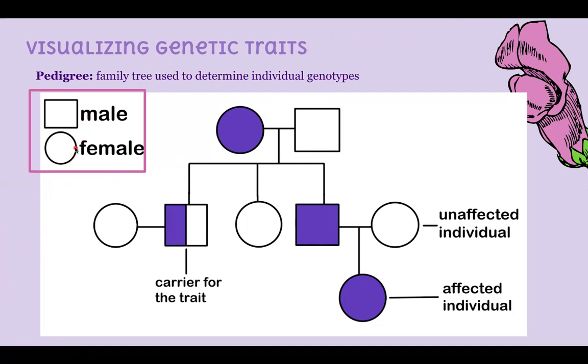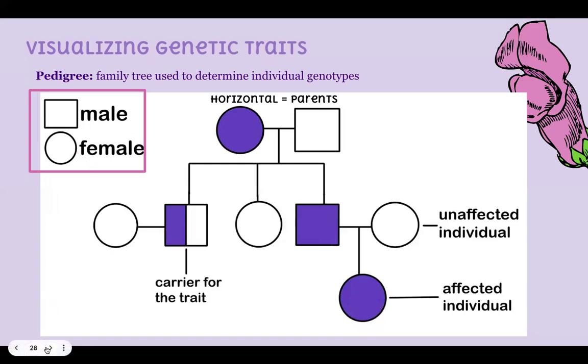So please remember that squares are male and circles are females. Now, another reason it's important to differentiate between male and female is because we'll see that sometimes things only apply to females and sometimes it only applies to males. So it's important to know which is which.